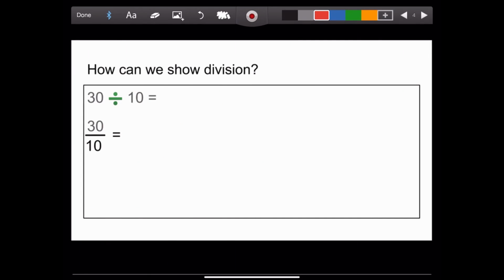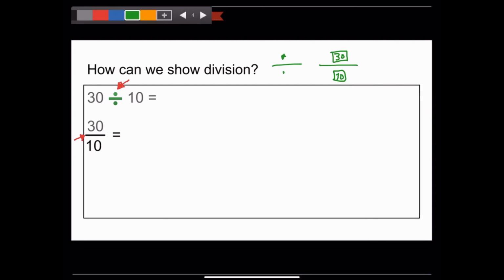So how can we show division? These are two different symbols. You have your division symbol here, and then this is also a division line, okay? So let's look at this. Here's your green division line, right? And then there's the same thing. It looks exactly the same, except this is just a number over a number, right? So the symbols are related. Do you guys see that? I could make this bigger if I wanted to, right?